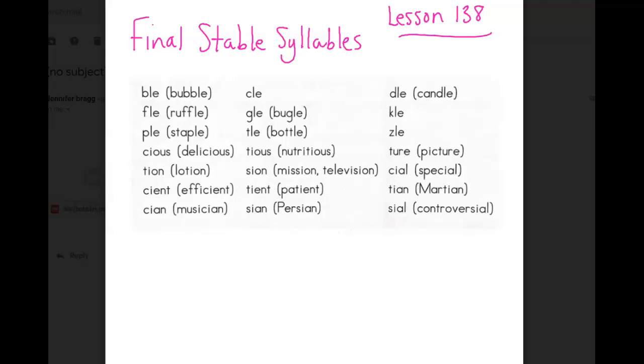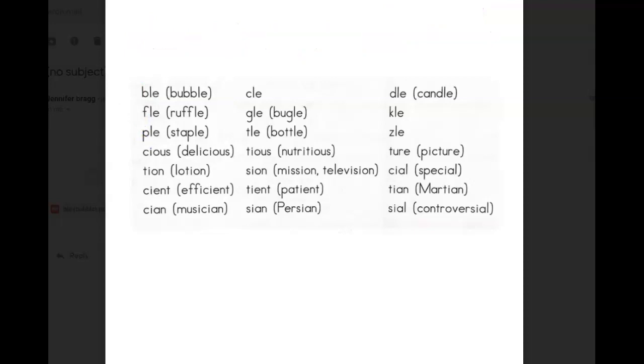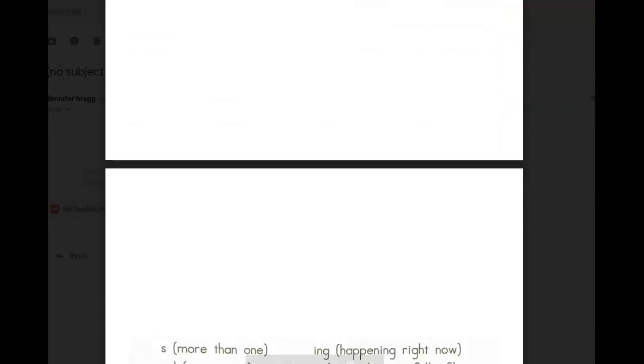So again, these are final stable syllables, and they are coded with a bracket. For example, like this. When you're in a word, you put your bracket around it. Okay, so next, let's look at our next list.